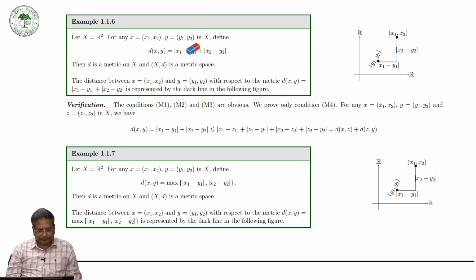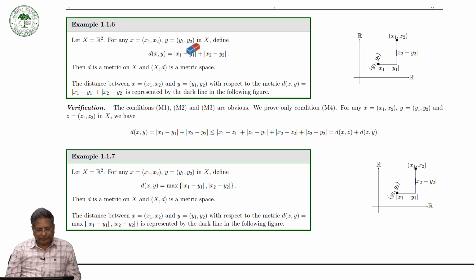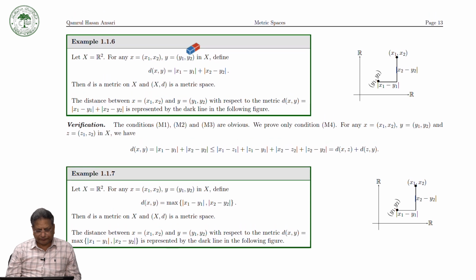Let us take another example of a metric on R2. Again, we are considering X equal to R2, and we take 2 points x and y in R2 whose coordinates are x1, x2 and y1, y2, and we define the metric d on X in this way: dxy is equal to mod of x1 minus y1 plus mod of x2 minus y2. What does it mean?